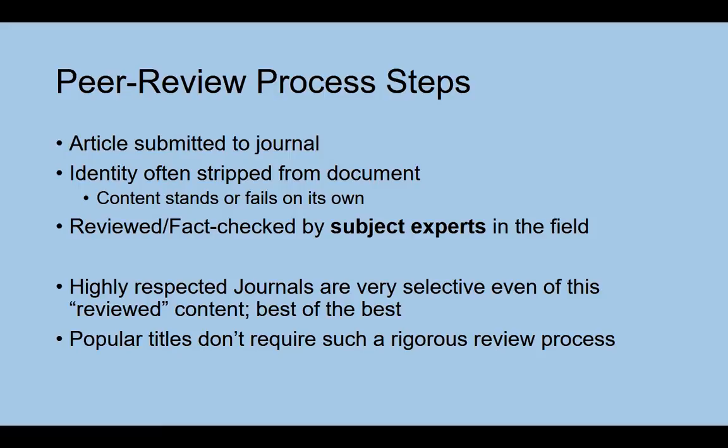The peer review process basically involves an article being submitted to a journal, and then any information that has anything to do with your identity, such as name, gender, or race, is stripped out of the article before being passed on to subject experts in the field for review. This way, the content of the article stands or falls on its own, hopefully eliminating bias.